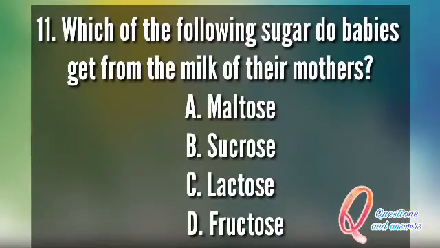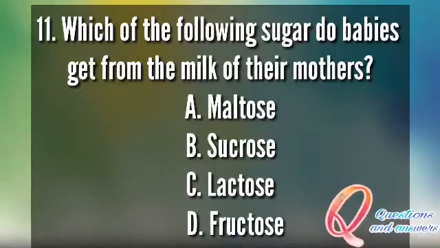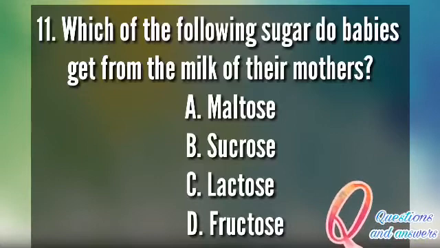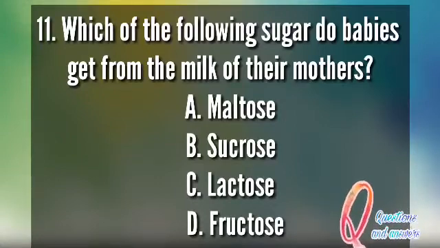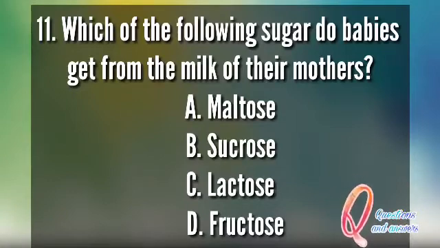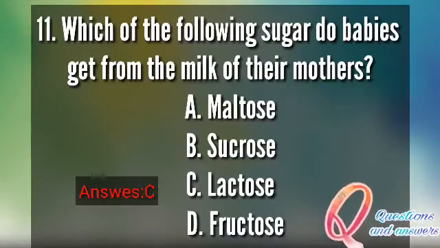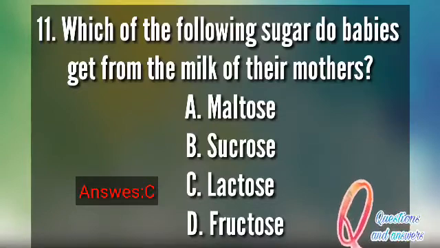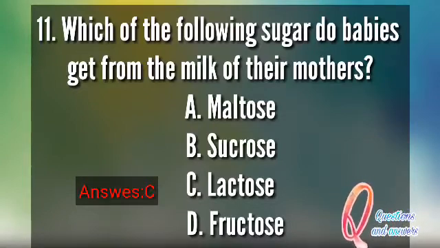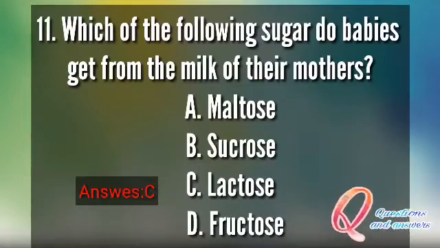Question number 11. Which of the following sugars do babies get from the milk of their mother? A. Maltose, B. Sucrose, C. Lactose, D. Fructose. Answer: C. Lactose. Explanation: lactose is a disaccharide that is present in milk and hence is called milk sugar.